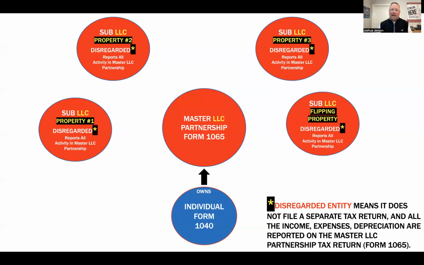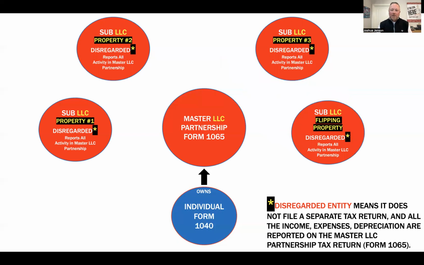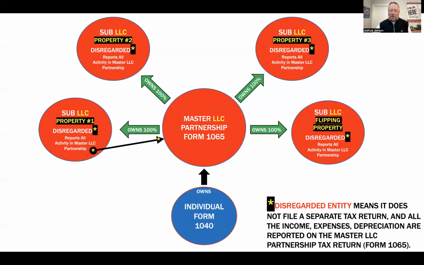Now, if you are going to get into flipping properties, typically with our clients, we would just have all the flipping activities in another LLC that would separate out those activities from the ownership. So you could own a lot of different properties, have a lot of different LLCs, but what we want to ensure is that each one of these LLCs is owned 100% by the master LLC, because again, then the sub LLCs will be disregarded, meaning they don't have to file a separate tax return.